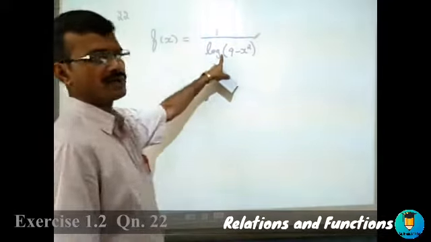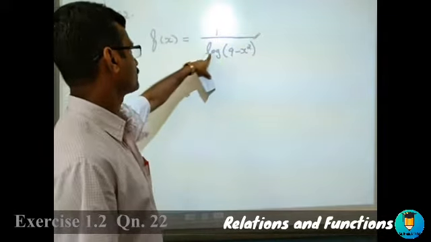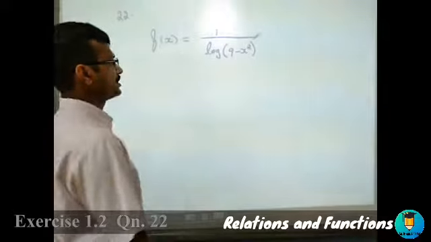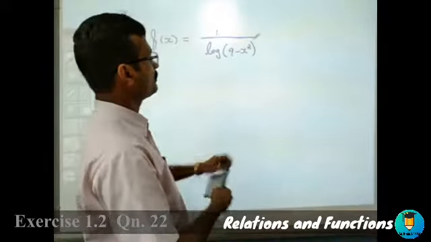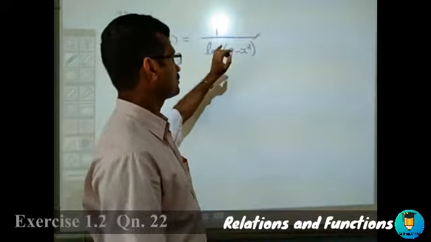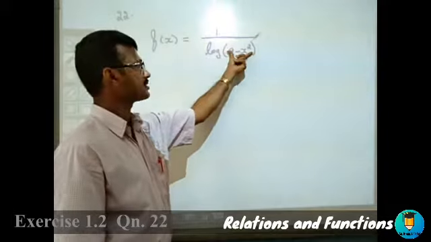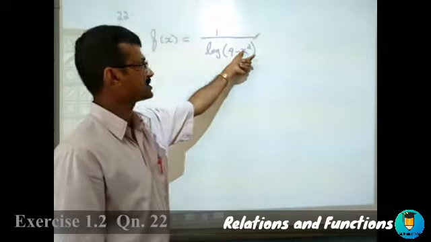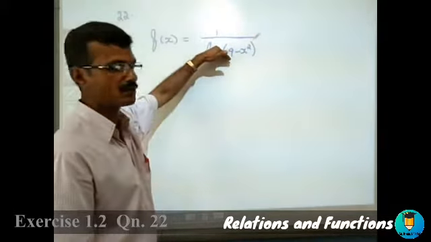So this is a logarithmic function. See, log is a logarithmic function. So we know logarithm is defined for positive numbers. And even here, if I put the value as 1, suppose log 1, we know it is 0, so 1 by 0 is not defined.